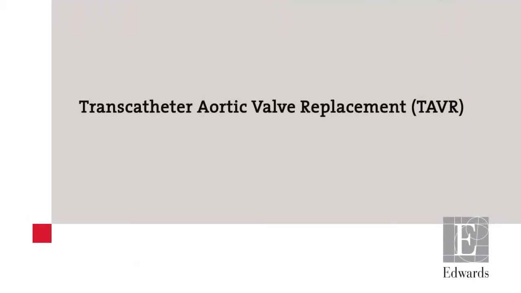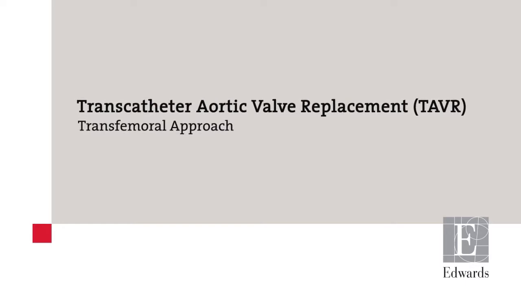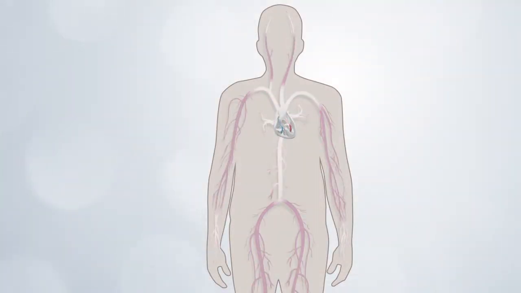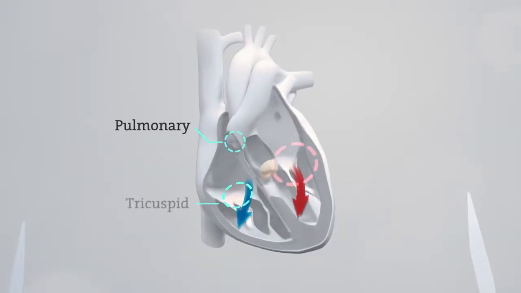This is an animation showing transcatheter aortic valve replacement through the transfemoral approach using the Edwards SAPIEN 3 transcatheter heart valve. The heart's main function is to pump blood to the rest of your body. The heart contains 4 valves.